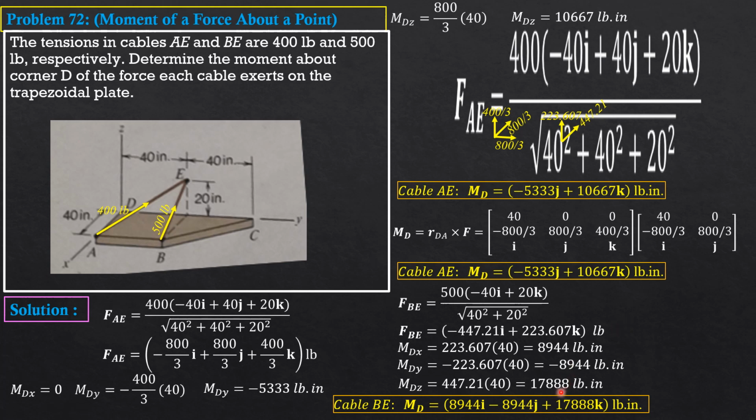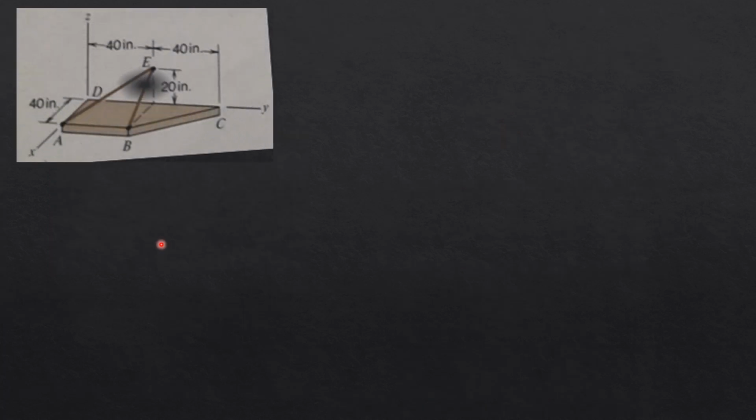That's by the scalar approach. Now for the vector approach, it is rDE cross the force or rDB cross the force. I'll use rDB cross the force for the vector approach.